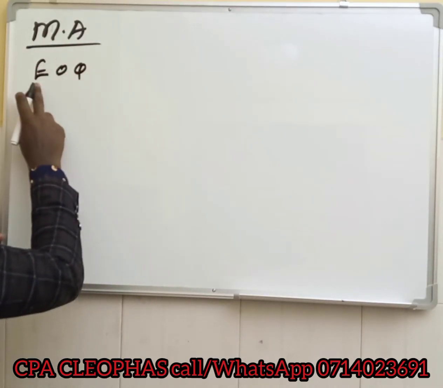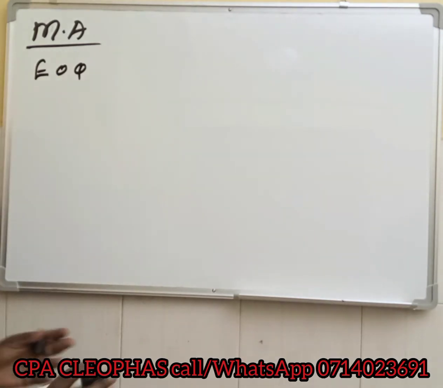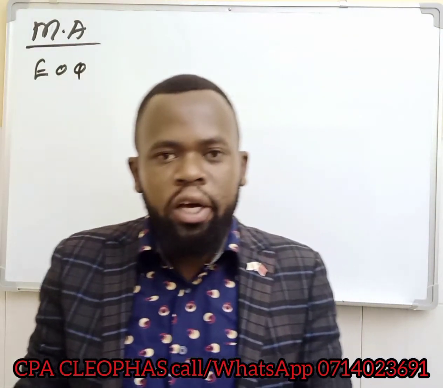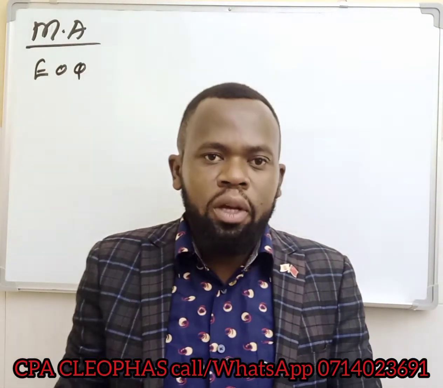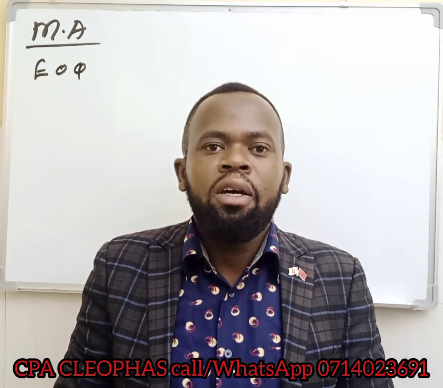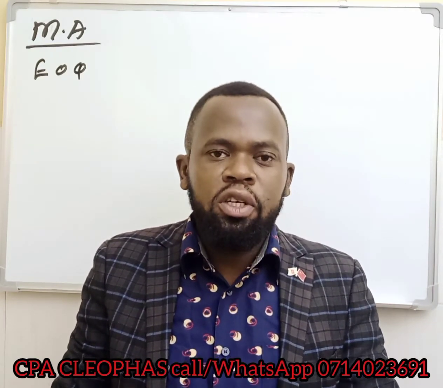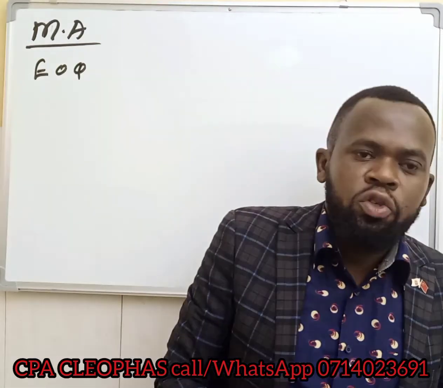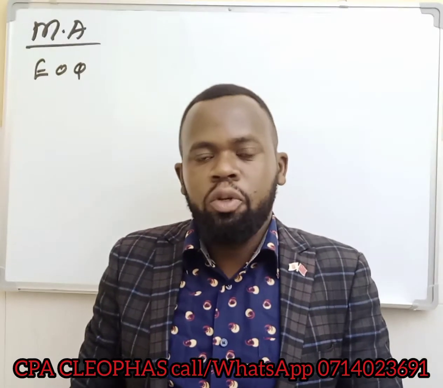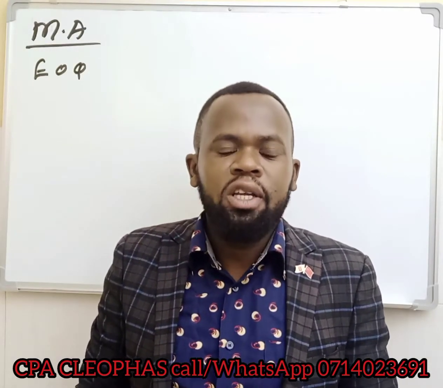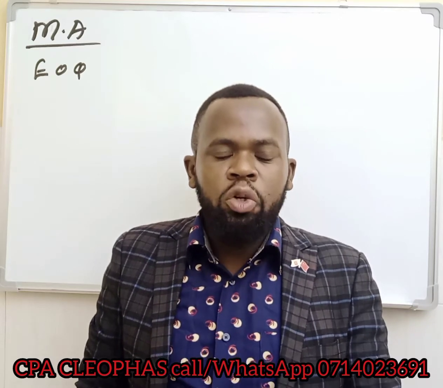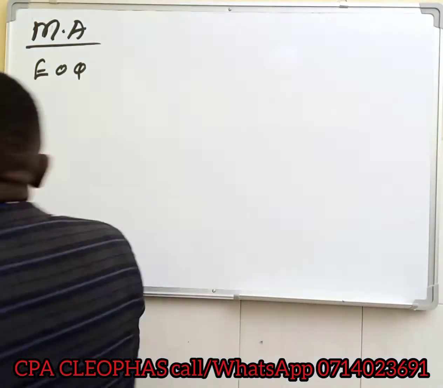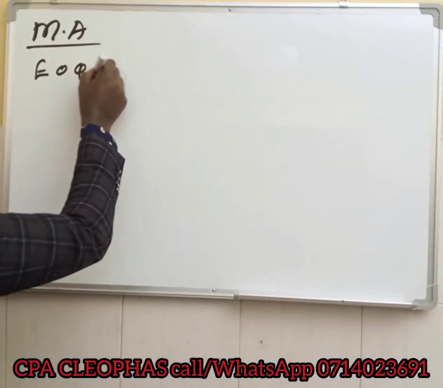EOQ stands for economic order quantity. It is the optimal quantity which should be ordered anytime an order is to be made, in order to minimize the associated costs. So it is the optimal quantity to purchase or to order so as to minimize cost. Because as a manager, as a management accountant, whenever you are procuring, you need to ensure minimization of costs. So for you to determine the EOQ, this is the formula.